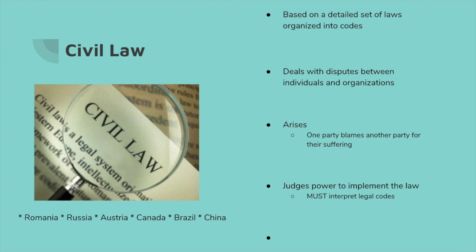For better understanding, a civil law case arises when one party believes they have suffered at the hands of the other party. With all of this being said, given a judge's power to implement the law, they must abide by interpreting the detailed legal codes. Some countries that practice civil law are Romania, Russia, Austria, Canada, Brazil, and China.